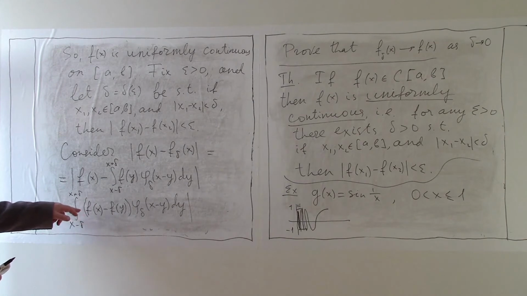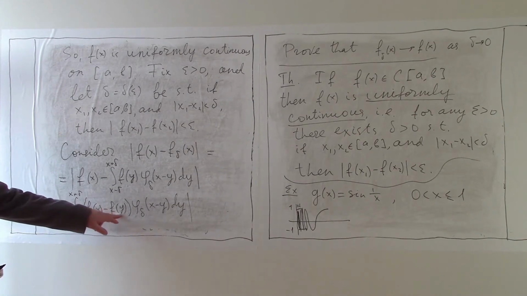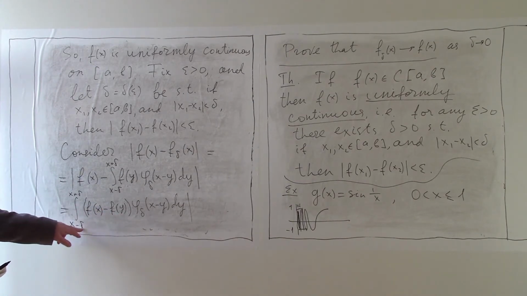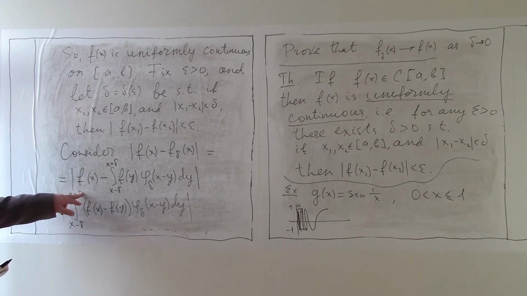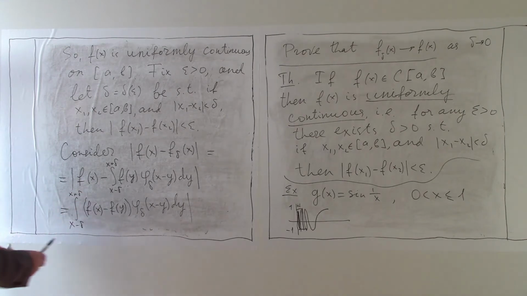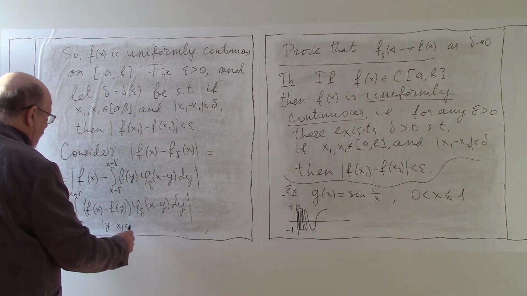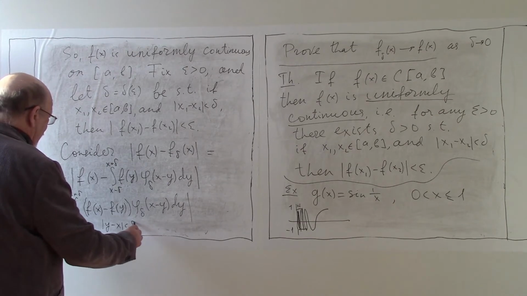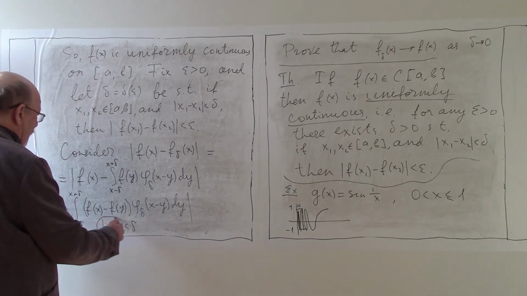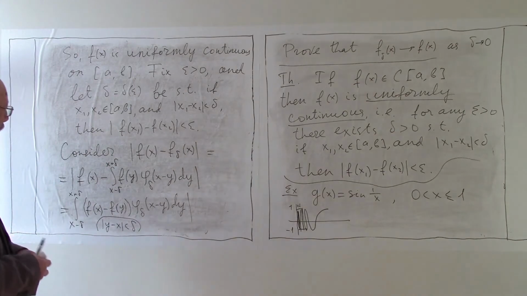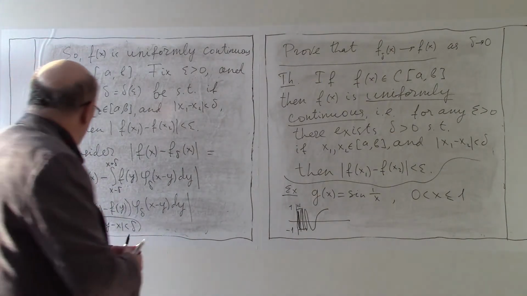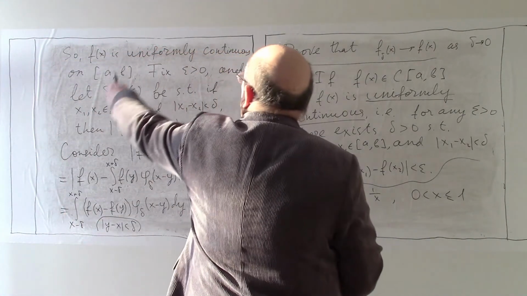Now, y is between x minus delta and x plus delta. This means that modulus of y minus x is less than delta here. Yes? And so we can use this.